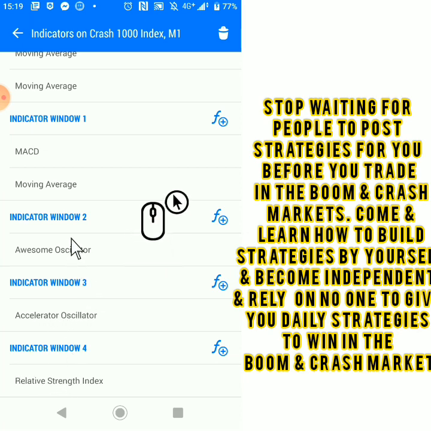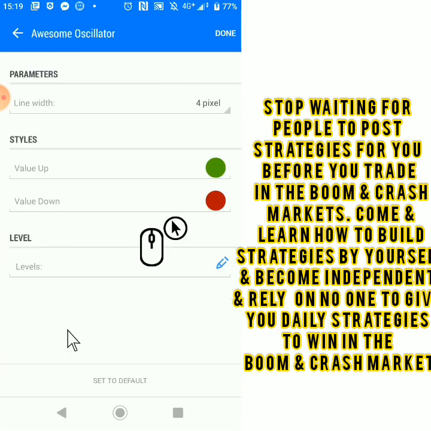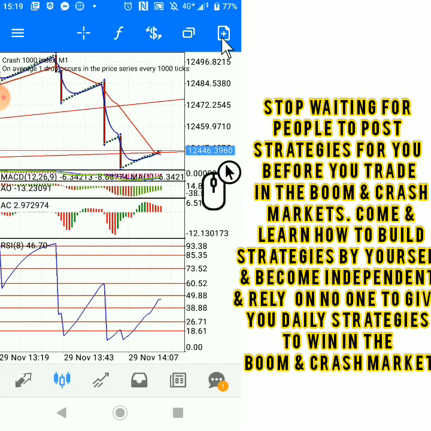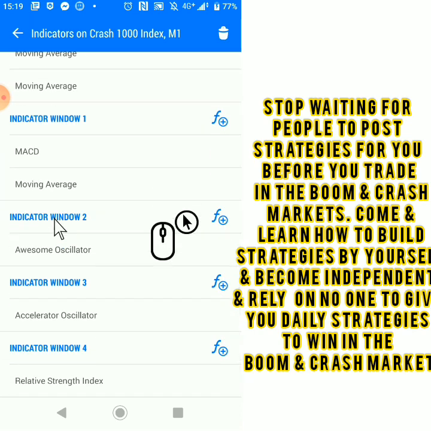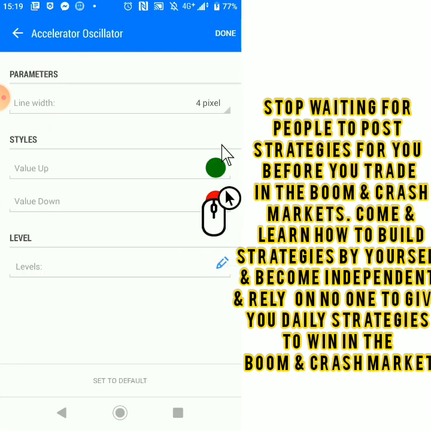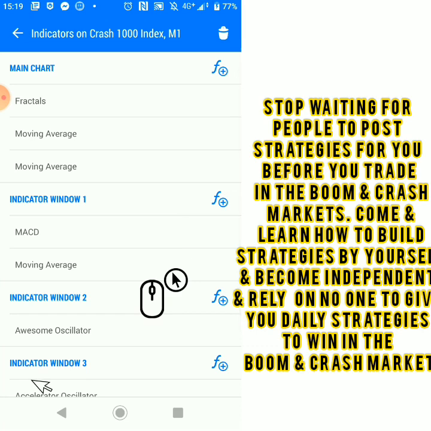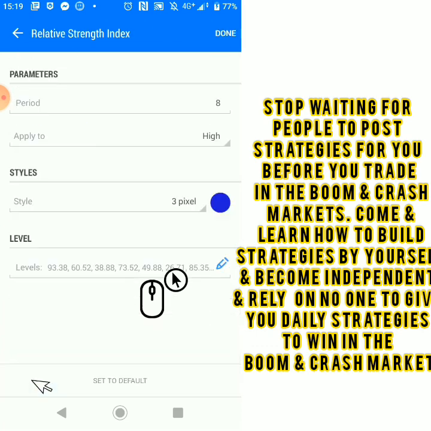In the awesome oscillator, there's not much settings. Just make your pixel 4, leave it on green and red, no level, click done, and then we'll go back to our indicators and add the accelerator oscillator. Open it, make your pixel 4 so it's going to be clear. You click on done, or you go back. Then we'll go to our relative strength index.